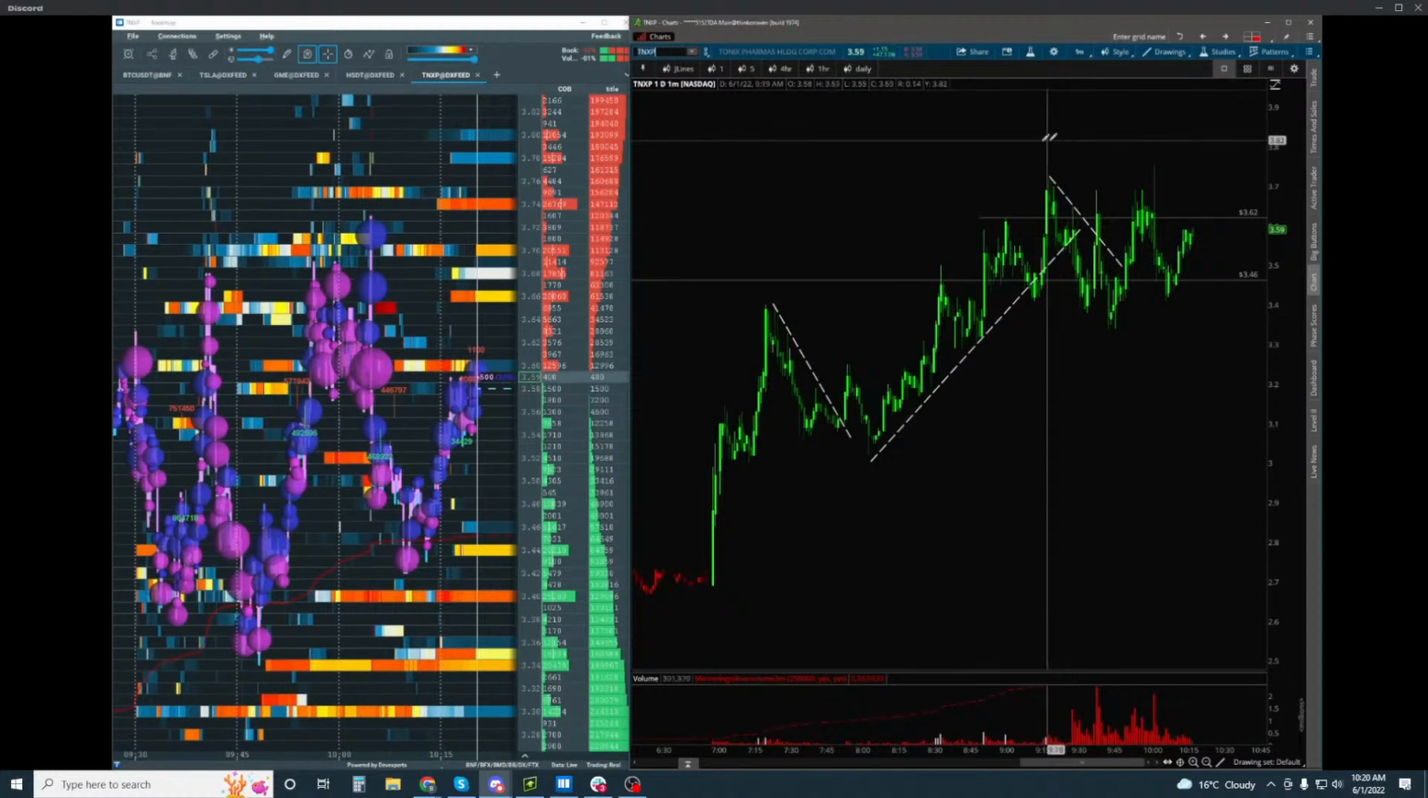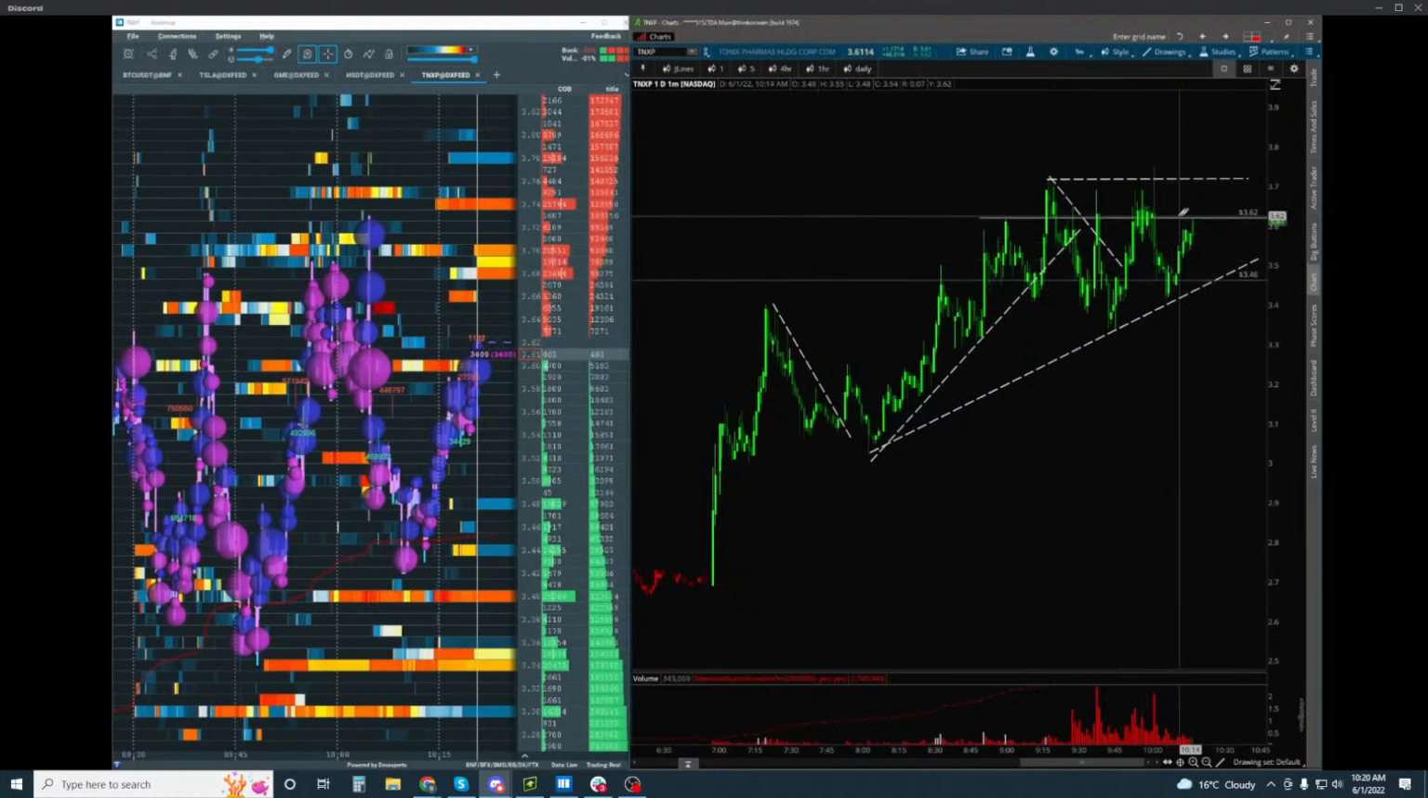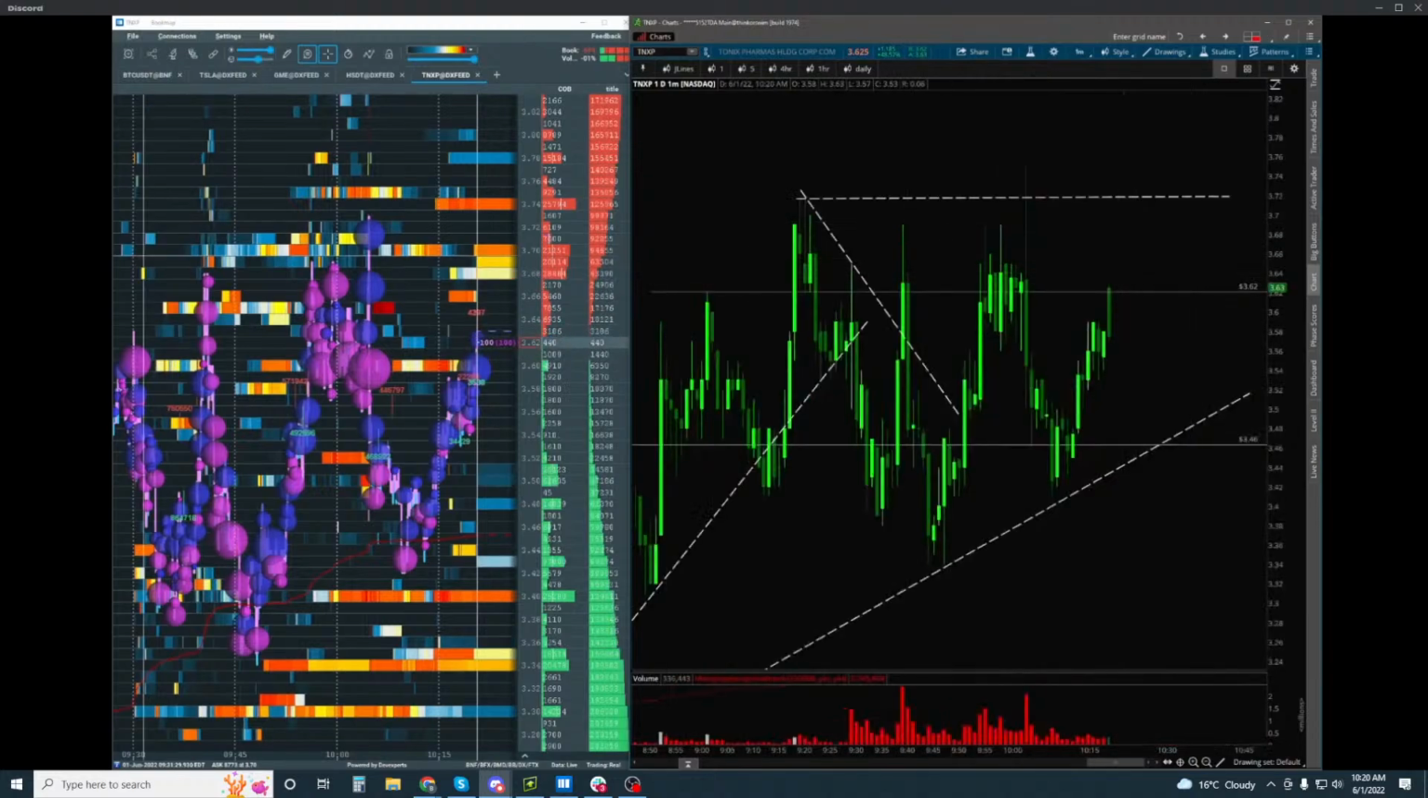What I'm looking at over here is another fake layer out, right? So TNXP has an agenda. The news is not that strong. We have an uptrending ascending triangle, uptrending trend line over here. So let's see my long.